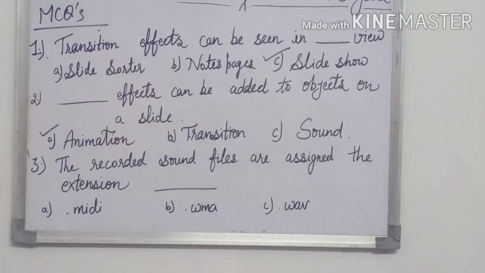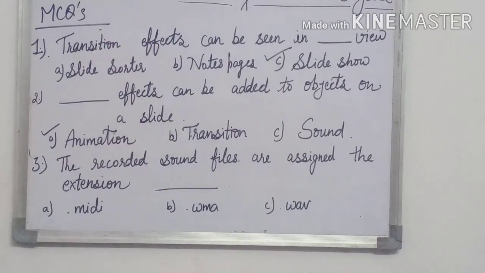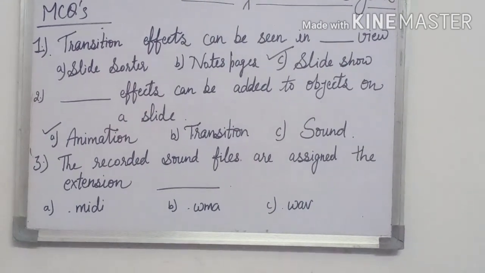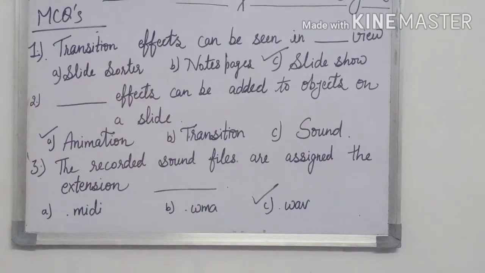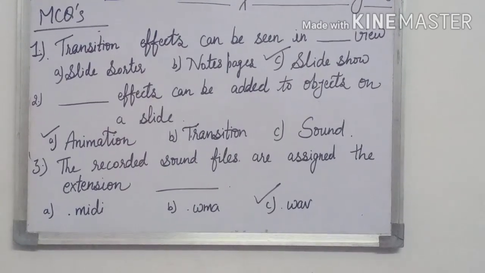Next is the recorded sound files are assigned the extensions. Whatever sound files you record in your own voice, what will be its extension? Its extension will be C, .WAV. The third answer is WAV. Answer of the third MCQ is C, that is .WAV.